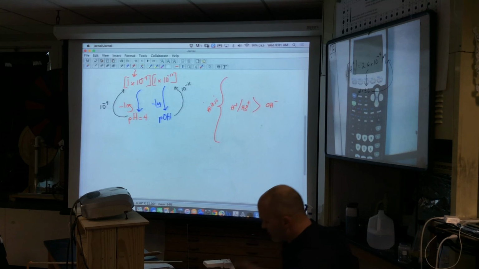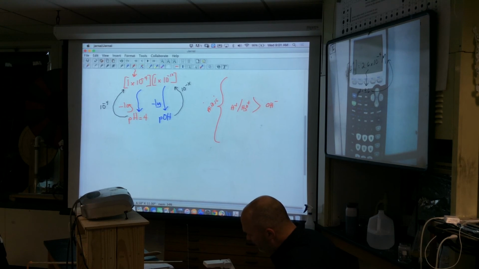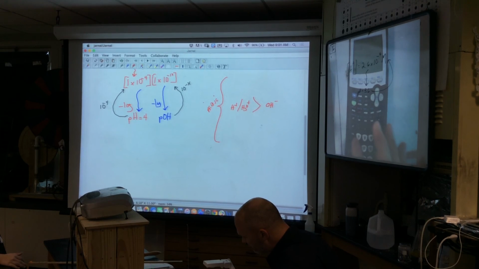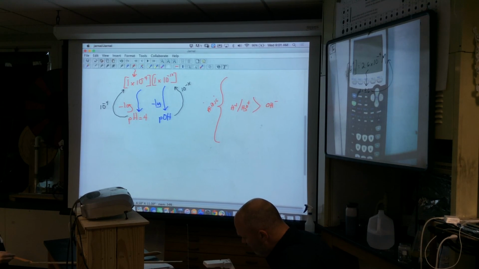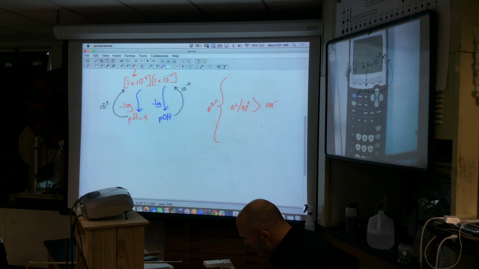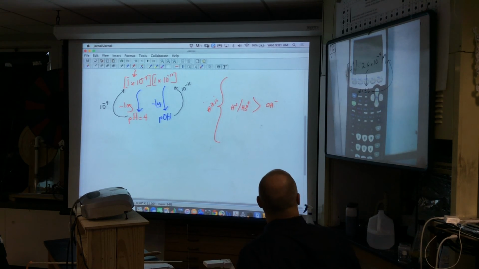10 to the negative x. So I hit a negative, Christmas in July, second function, 10 to the x, so I see a little 10 blinking, I go negative what? 3.6. Close my parentheses, and then I hit enter. And what do I get?